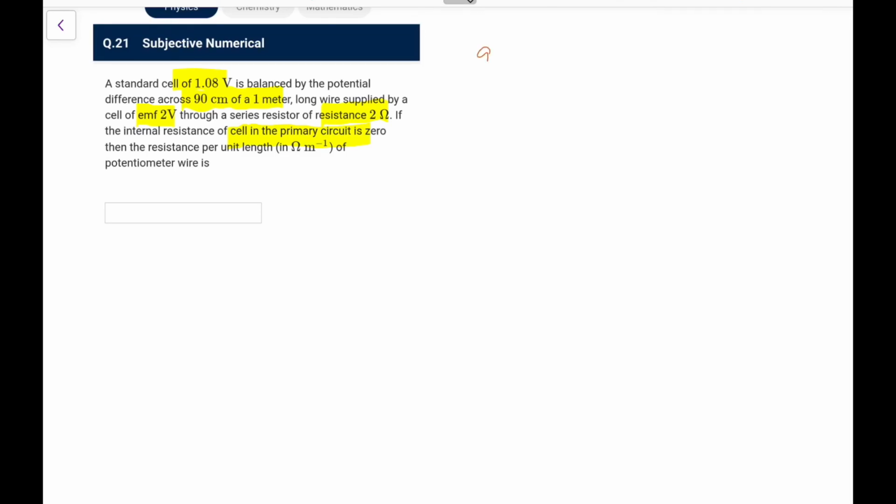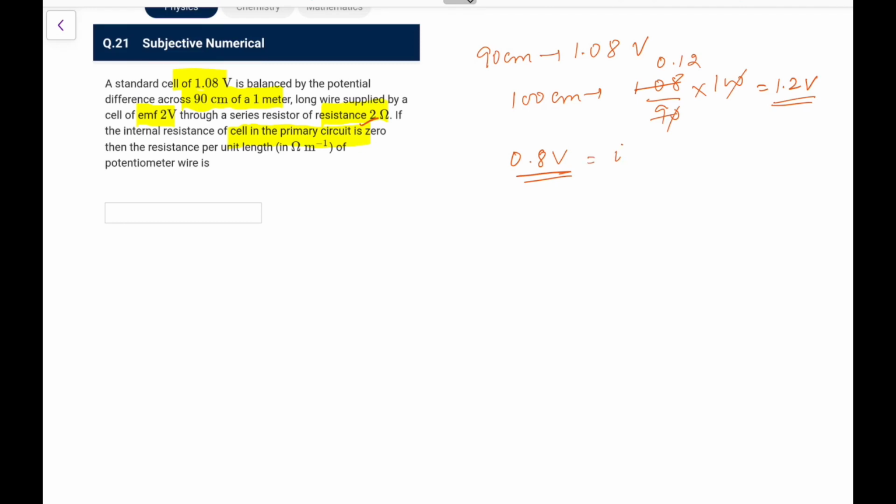So what we have, 90 centimeter drop is 1.08 volts. So I can directly say 100 centimeter drop would be 1.08 by 90 into 100. In the 9 table, you know, they say first cancel the 0. In the 9 table, it would be 0.12 into 10, that is 1.2 volts. So now what we have, through a series resistor of 2, that means on the resistor the drop would be 0.8 volts because this is 2. So 0.8 volt is equal to I into R, that is I into 2. So the I in the circuit comes out to be 0.4 ampere. So the potentiometer drop VAB would be equal to I into RAB.